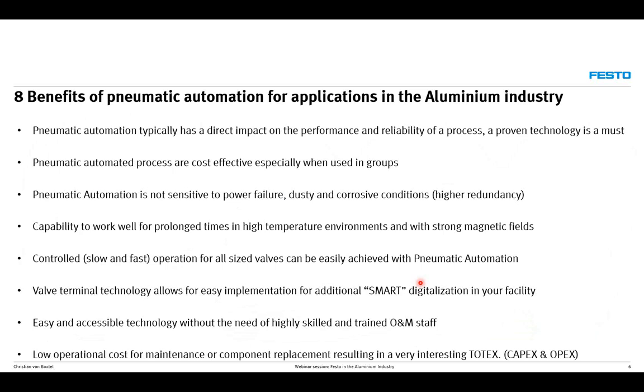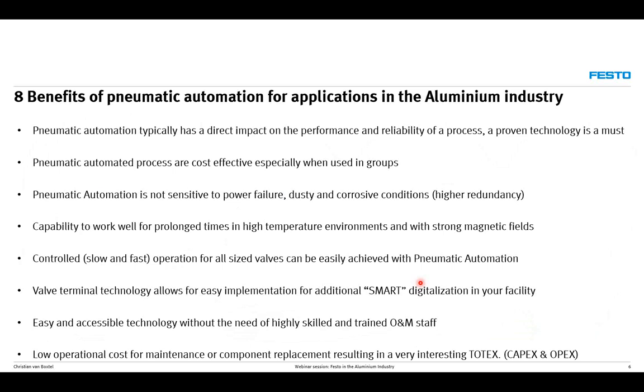But the reasons why pneumatic automation is still so highly used in the aluminium industry come down to a few topics, and we would like to highlight them. First of all, automation typically has a direct impact on the performance or the reliability of a process, so a proven technology is a must. Every time there is a standstill or a delay, these situations will cost money, but sometimes even worse, they can create a dangerous situation. The industry we are active in makes these situations easy to occur. Therefore, a proven technology with high reliability is key.